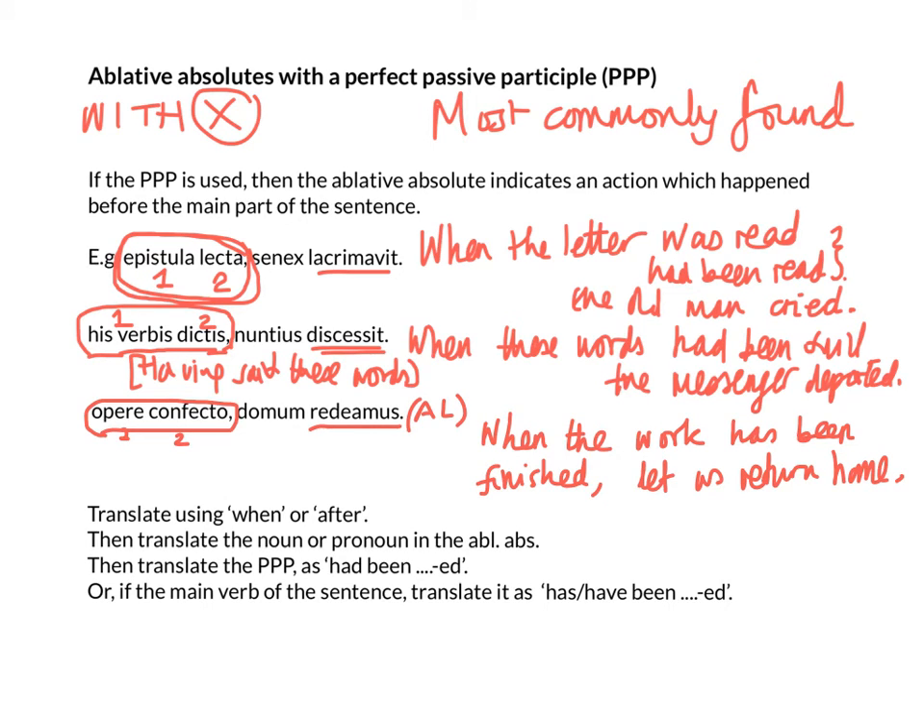Now, do you see that because the end of it means let us return home, it would be very odd to translate this as when the work had been finished, or when the work was finished, let us return home. That just wouldn't work. So we'll use has been so that the whole sentence makes sense as a whole. When the work has been finished, let us return home. But the principle of all these is the same, which is that whatever happens in the ablative absolute clause is over and done with before you get on to the main part of the sentence.